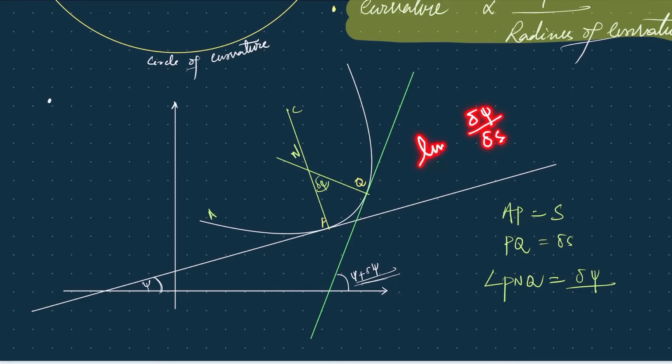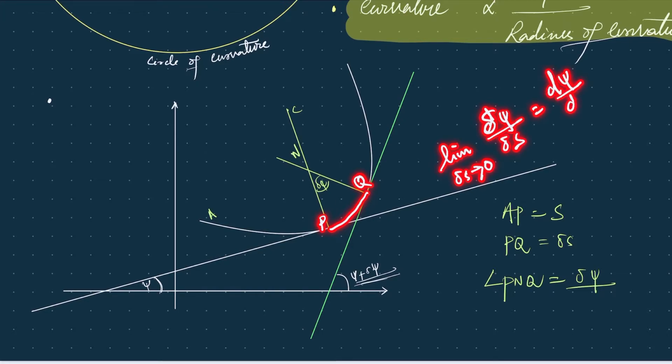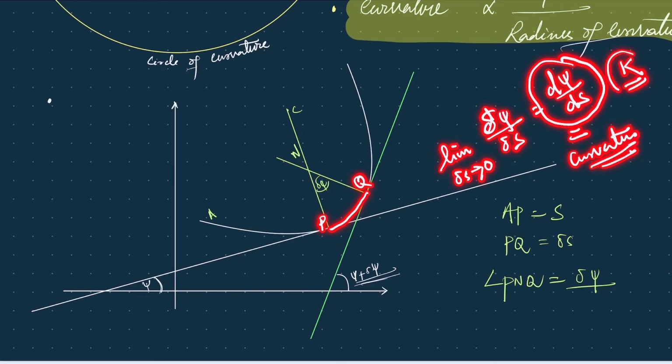When we take this limit, del of S tends to 0, it means when this distance is getting smaller and smaller, this Q is coming closer and closer to this P. In that limit, del of psi divided by del of S will be equal to d of psi by d of S, and this is known as curvature. In the Greek language there is a sign called kappa. We write this as kappa.